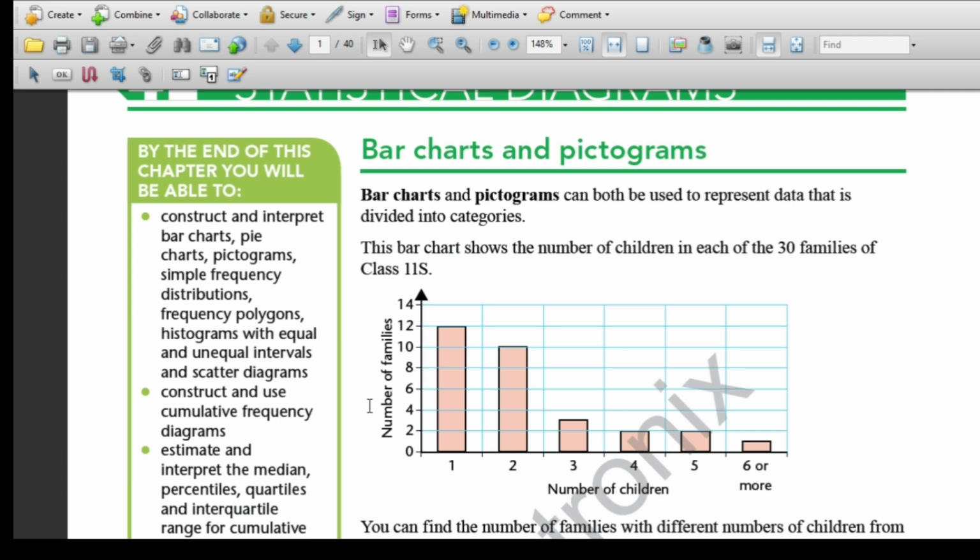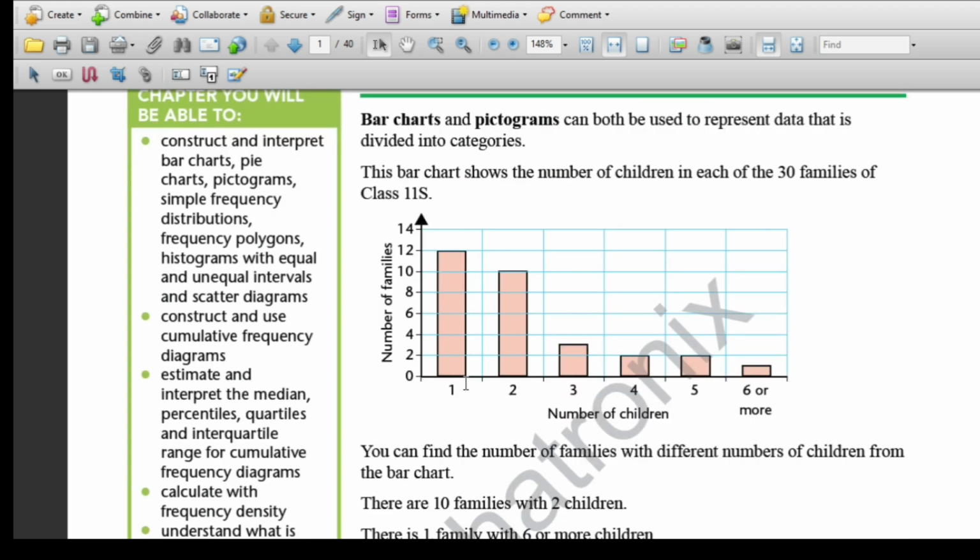In the bar chart, we can see the number of families having a given number of children. So 12 families have 1 child, 10 families have 2 children, 3 families have 3 children, 2 families have 4 children, 2 families have 5 children, and 1 family has 6 or more children. So this is the way that bar charts are used to represent data.